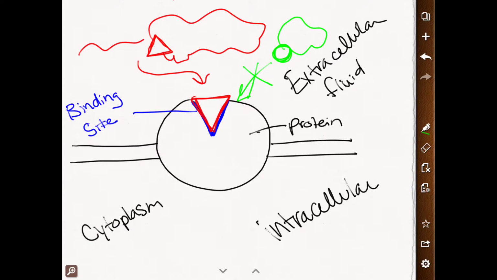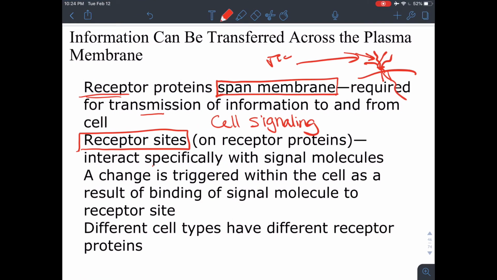This one here would float around. There might be hundreds and hundreds floating around. But this protein on this cell, this receptor, is going to be specific for this guy, which we will call a ligand. Something that binds to a binding site we'll call a ligand. So that's kind of the idea of how this works. And so let's switch back to the lecture here.